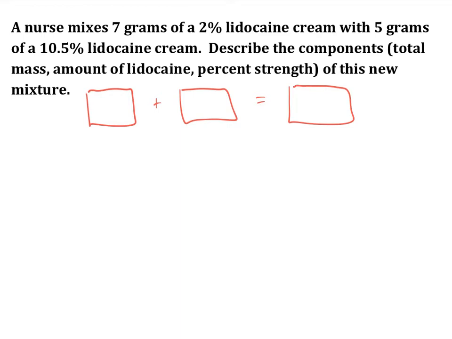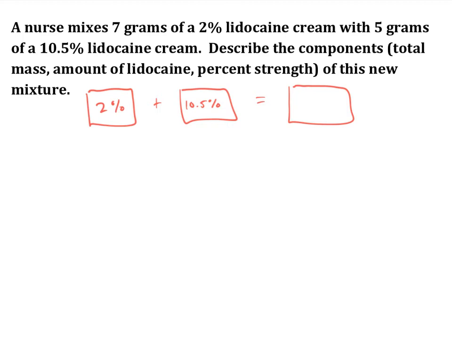lidocaine creams in this case that I'm mixing. So the first one, it says I am mixing 7 grams of a 2%. So I'm mixing a 2% cream with a 10.5% cream. And we don't know quite yet about this third product here. Once we mix these, you might be tempted to just take 2 and add 10.5 to get our sum here, but that would not be correct, as we'll see.